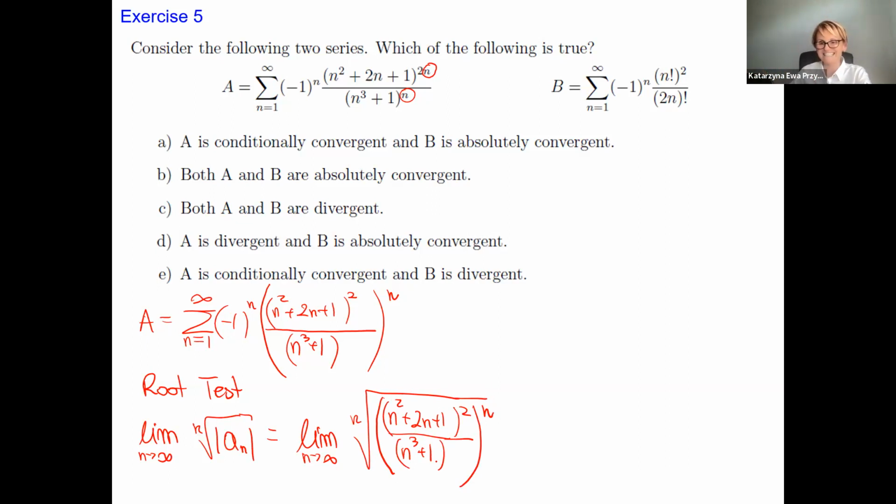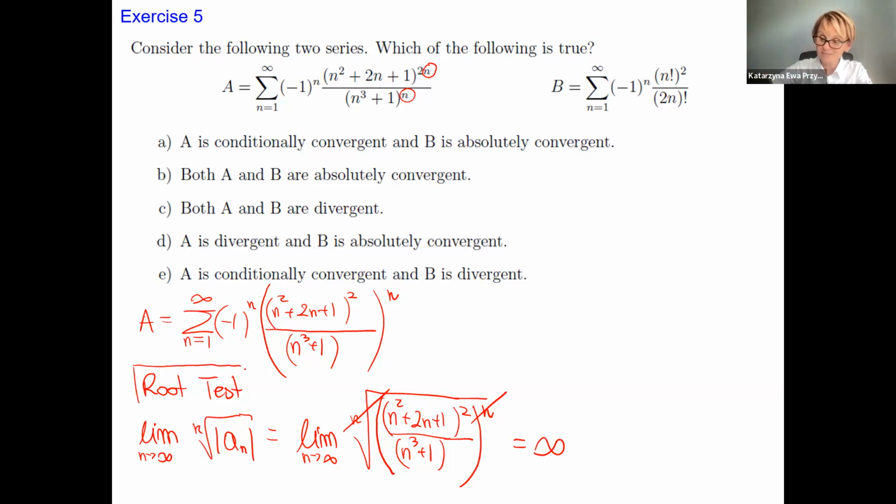Let's check. That means the nth root and the n power is gone. And what is the limit inside? Is this limit less than 1, or a finite number greater than 1, or infinity? Limit at infinity. And what is the degree? It is infinity. Yes, thank you. Because it's n to the power of 4 versus n cubed, infinity.